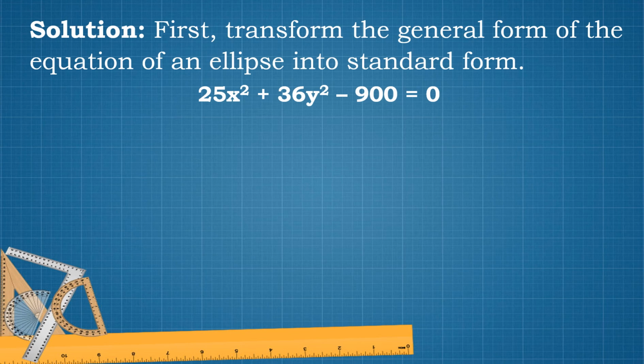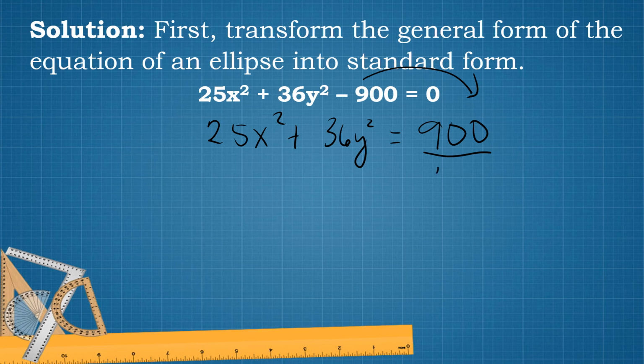The first thing that we need to do is to transpose negative 900 to the other side. So we have 25x squared plus 36y squared is equal to, since we transpose negative 900 to the other side, we will be changing the sign from negative, it will become positive. So we have equals 900. Now, since we need to equate this to 1, we need to divide both sides by 900.